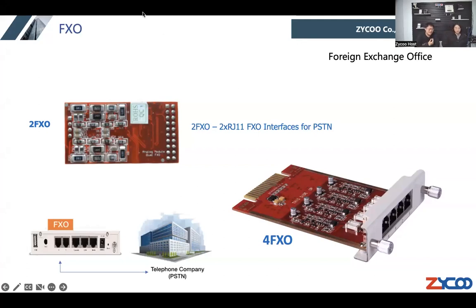FXO means that it can have two FXO interfaces, and the full FXO has four interfaces. FXO means foreign exchange office. You can also understand the O as the out. You should connect the cable with the telephone company.